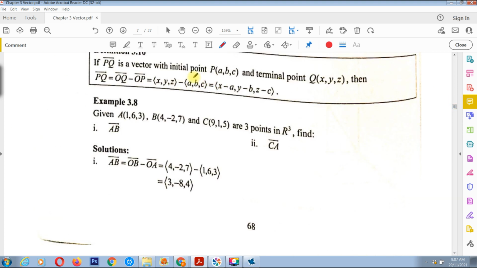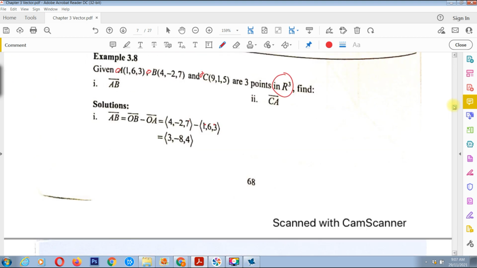They are the same method, just minus for the minus. So just easy. For example, given this point in R3, if it says AB, meaning OB minus OA. So this is OA, this is OB, and then OC. So we will get AB as 3 minus 1, 4 minus 1, 3, negative 2 minus 6, negative 8, 7 minus 3, 4. Just minus for the respective x, y, and z only.